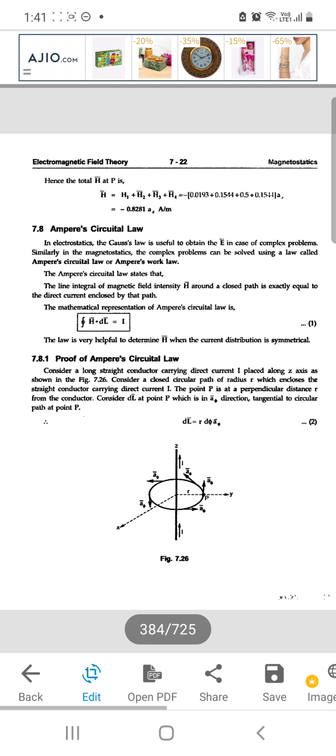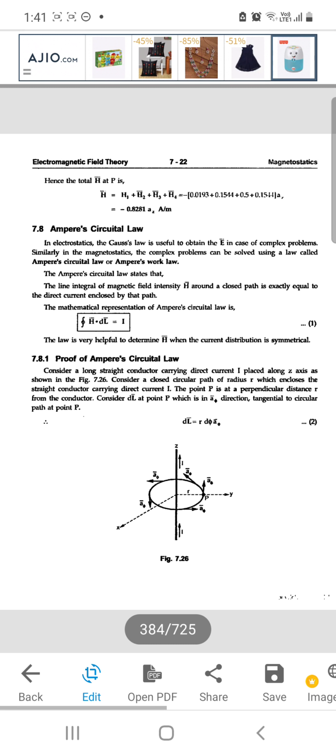According to Ampere's circuital law, the line integral of magnetic field intensity capital H around a closed path is equal to the direct current enclosed by the path. That is, line integral H dot dl is equal to I. This is the mathematical representation of Ampere's circuital law. And this law is very helpful to determine magnetic field intensity when the current distribution is symmetrical.